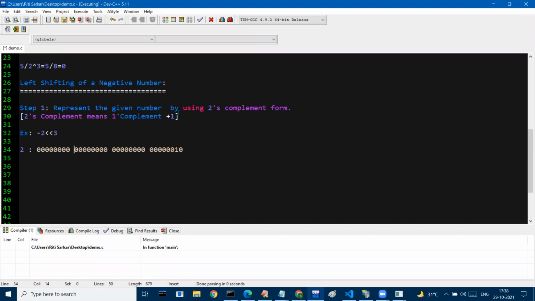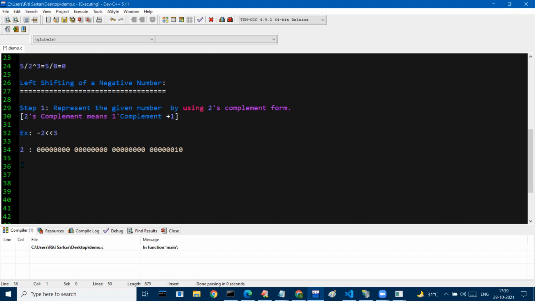Okay, we represent the number in the form of 32 bits. So this is the representation of 2. What I have to get is the 2's complement of this number. What is 2's complement? First, 1's complement.